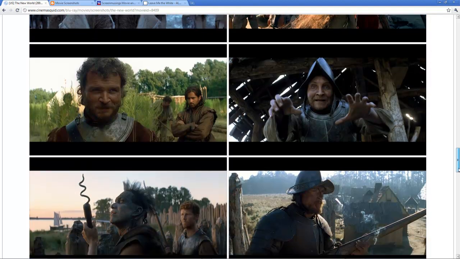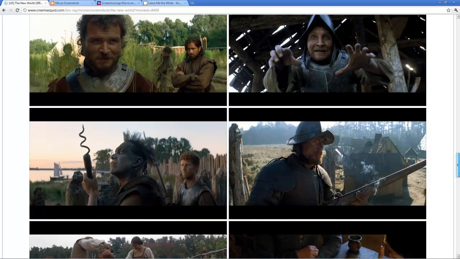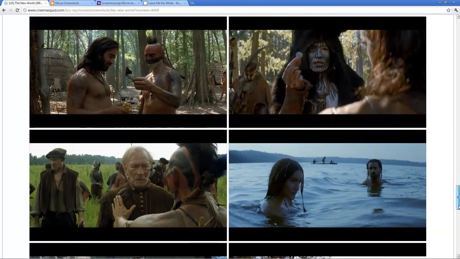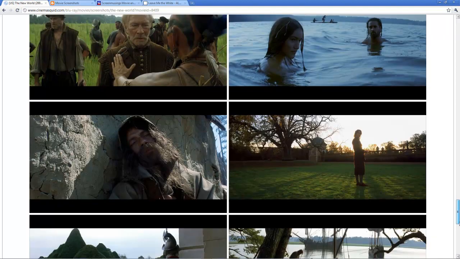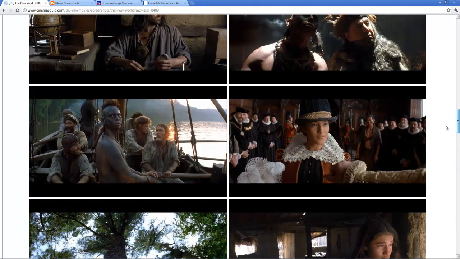In particular, one of the directors I really like is Terrence Malick, who makes great use of lighting and just overall great cinematography in his work. These are some screenshots from a movie called The New World.